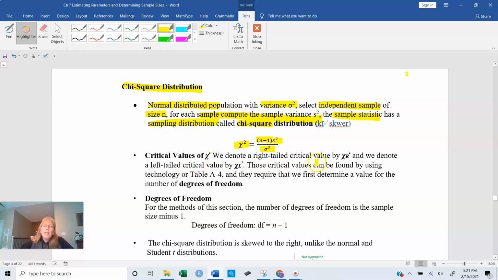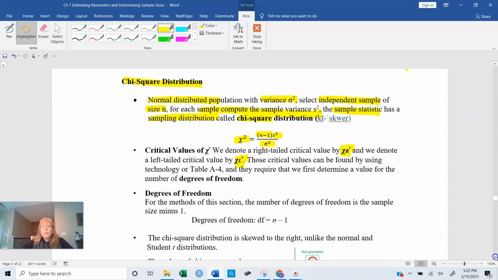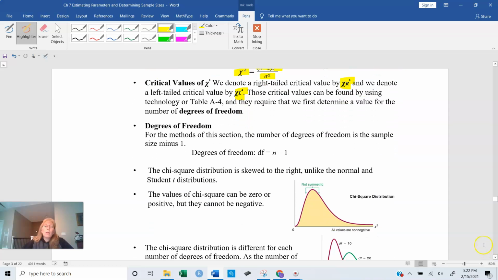Now we denote a right-tailed critical value by chi-squared R. R is usually a subscript, so it looks a little funny here. And this one here is the left tail, or chi-squared L. All right, so these are your chi-squares. It's the right and the left tail because they are not the center, because remember your distribution now is not normal, right? It's always skewed, so it's not in the middle.